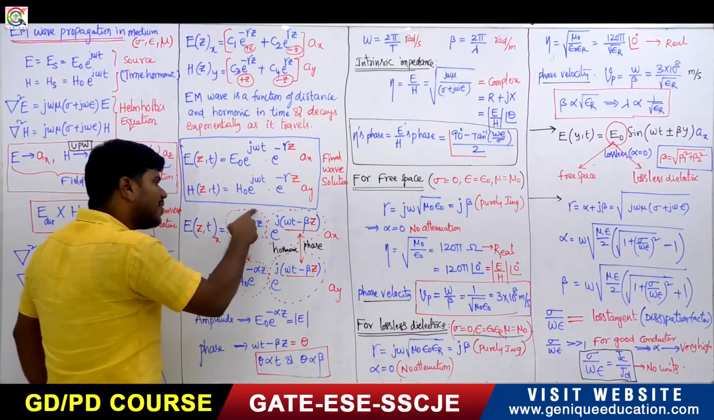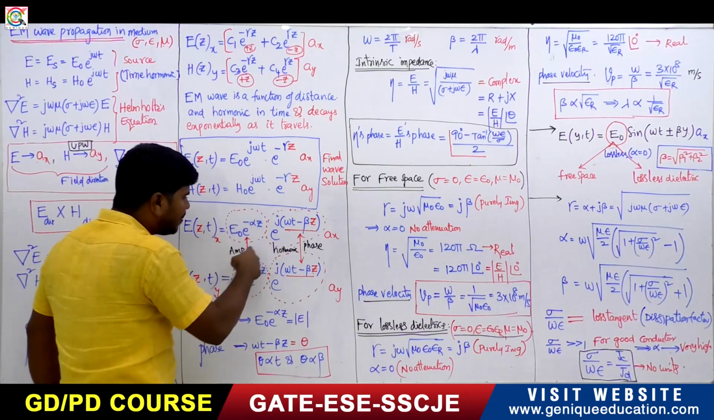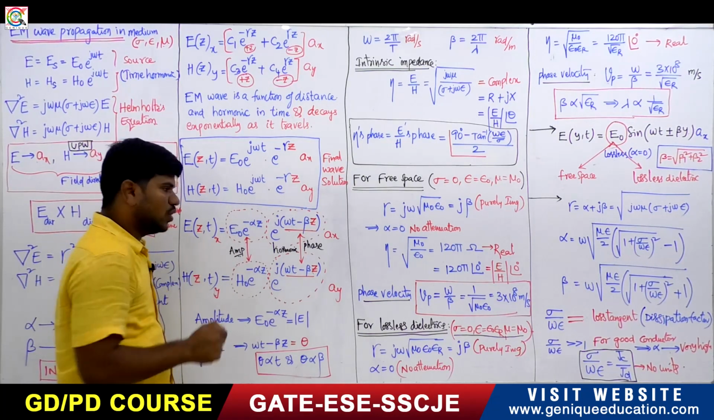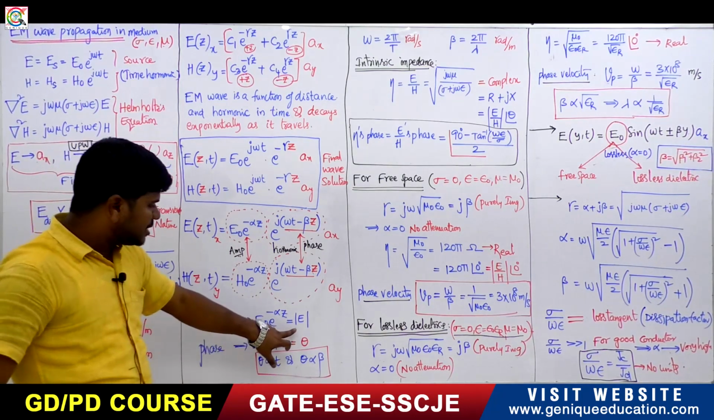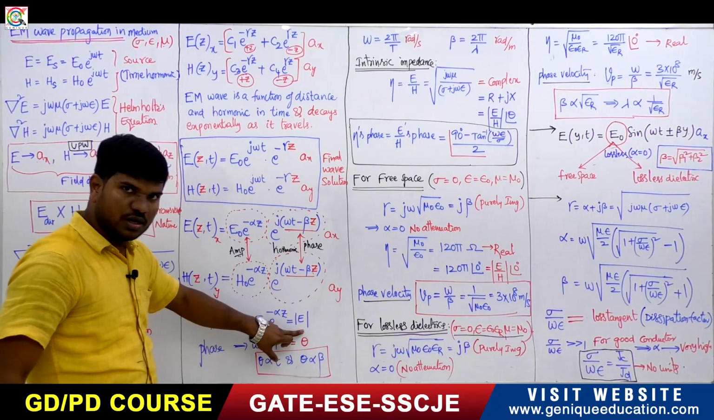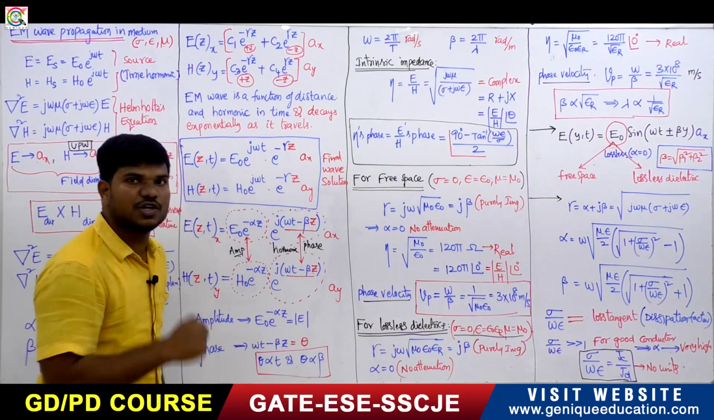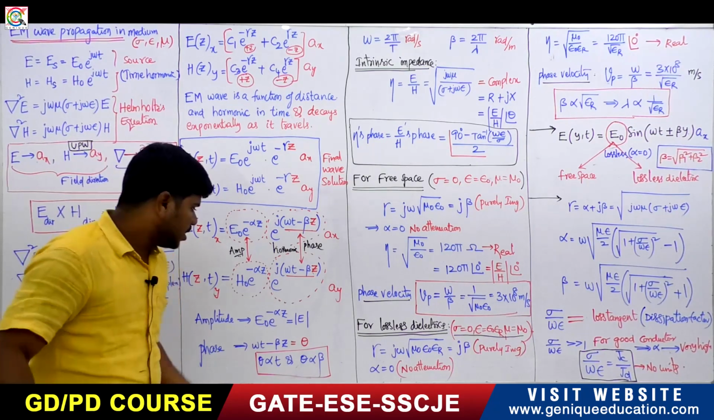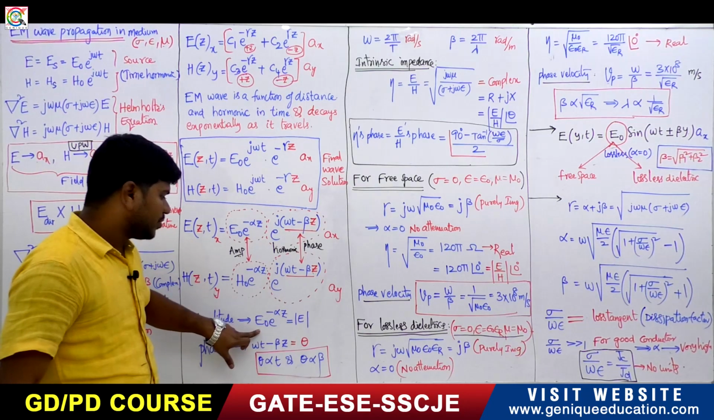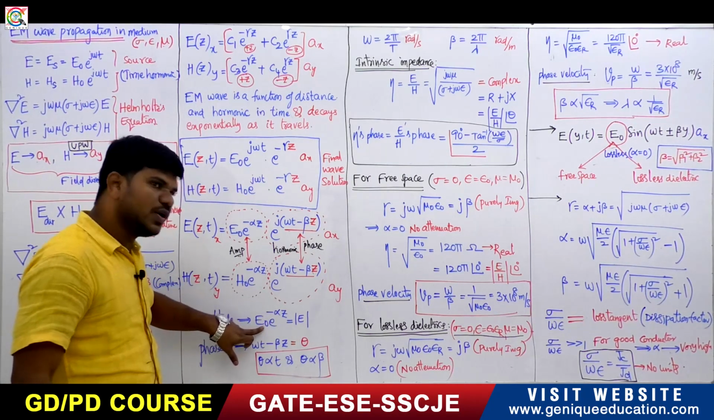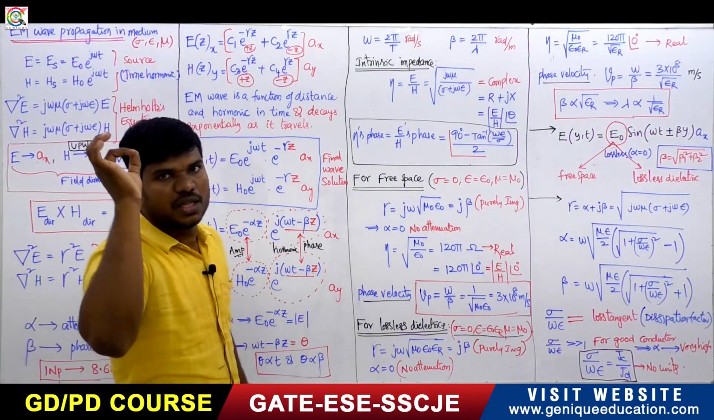So what is this? E naught into e power minus alpha z. This entire portion is called the amplitude of the EM wave. We represent this as mod E, meaning amplitude. Okay, mod E is equal to E naught e power minus alpha z. Suppose z is equal to 0, what will be the amplitude? Mod E is equal to E naught only. So that E naught represents the initial value.